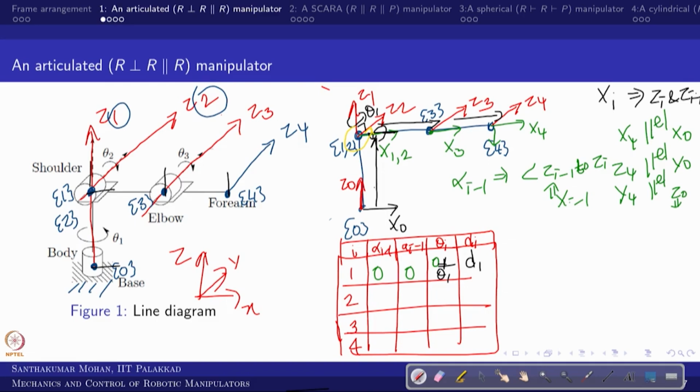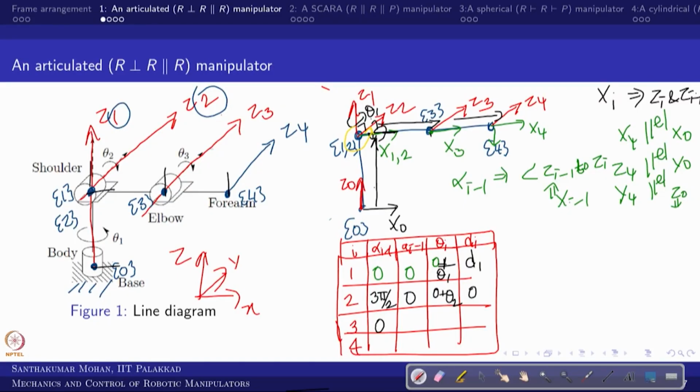I always prefer to go in the conventional way, so you can write 3 pi by 2, in the sense 270 degrees. There is no distance along x1, so 0, and this is again an active joint, so 0 plus theta 2, and there is no distance along z2, so that is 0. Now coming to the third frame, frames 2 and 3: there is no angle about x2, so that is 0, in the sense z2 and z3 are parallel.